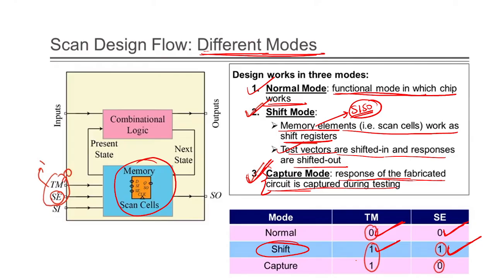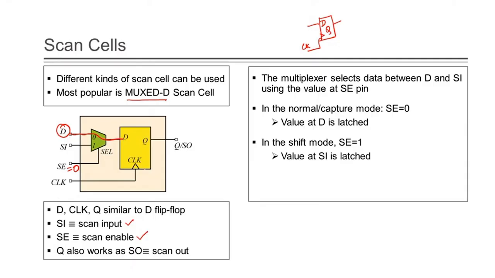So during capture mode, you need to make TM to 0 and SE to 0. These are the different modes: one is normal mode, next is shift mode, and next is capture mode. Okay, and next you see.